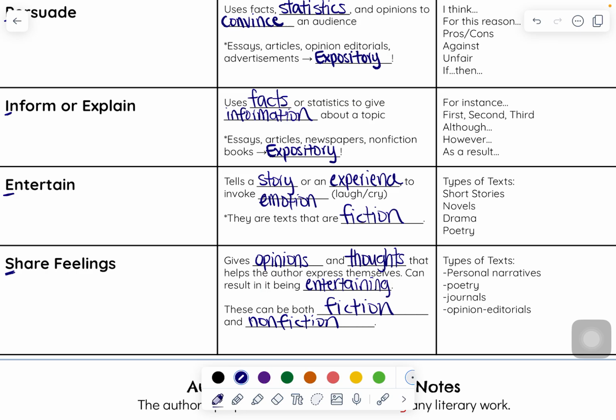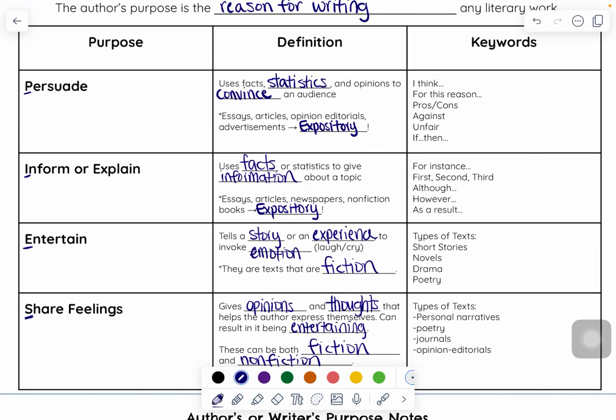So in this new unit that we are going to be starting this week, we are going to be reading different articles, different texts, whether they're fiction, nonfiction, poetry, dramas, and we are going to use these notes to help us figure out what is the actual purpose that the author has. What's their reason for writing? Is it to persuade, inform, entertain, or share feelings? Remember these notes, once you are done, please make sure that they go in your study tab of your binder.